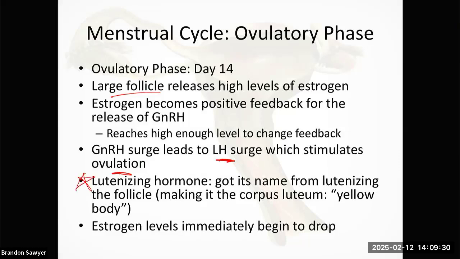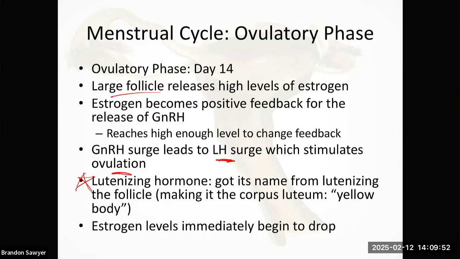Corpus luteum means yellow body. It's kind of what it looks like after it's released the egg. And then estrogen levels plummet immediately after this. This can be associated with some of the emotional symptoms related to premenstrual syndrome, that plummeting of estrogen levels right after ovulation occurs.